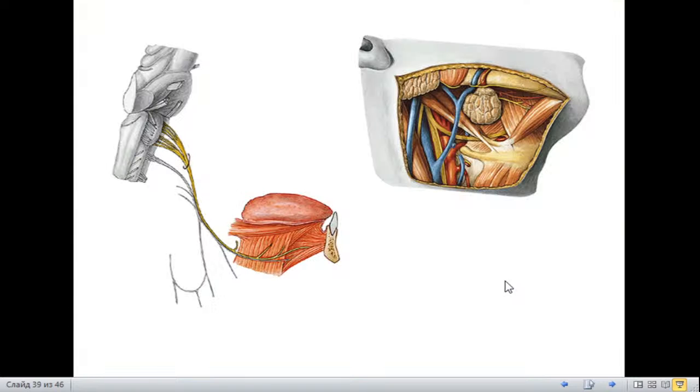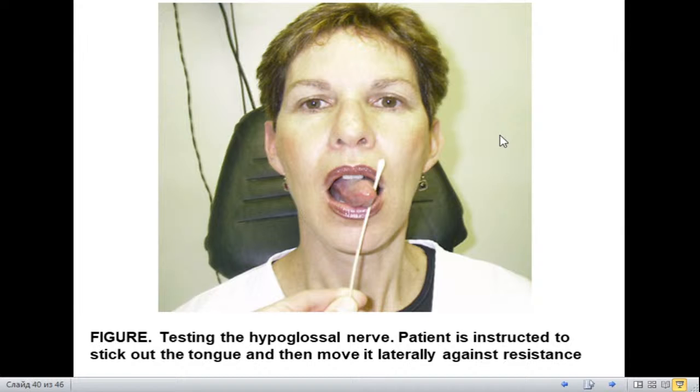And one note related to topography of hypoglossal nerve. Here you can see hypoglossal nerve, and I hope you remember that hypoglossal nerve bounds superiorly so-called Pirogov's triangle, which transmits arteria lingualis. And how to test function of hypoglossal nerve? Patient is instructed to stick out the tongue and then move it laterally against resistance.